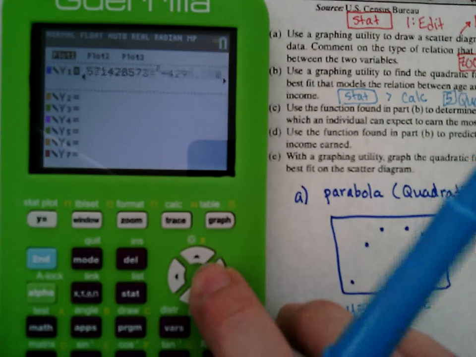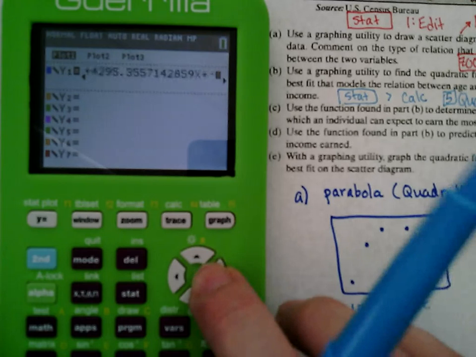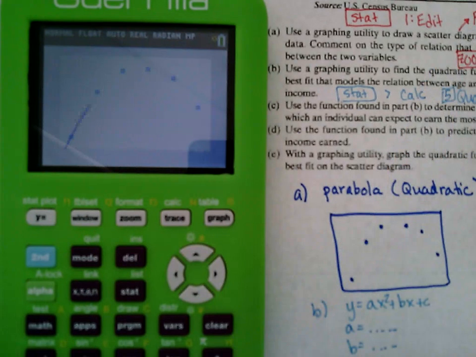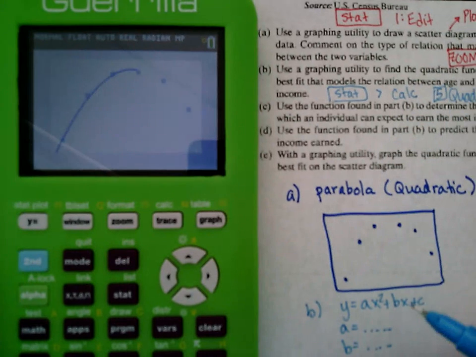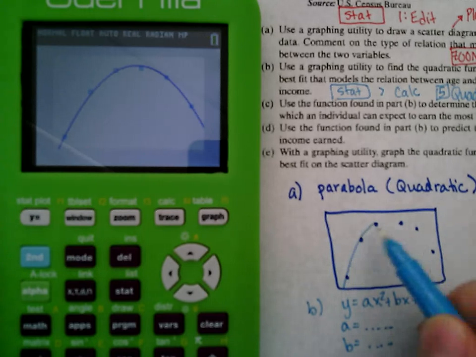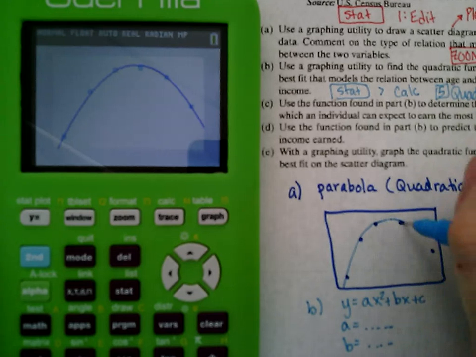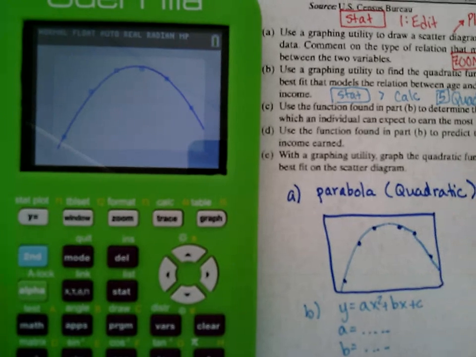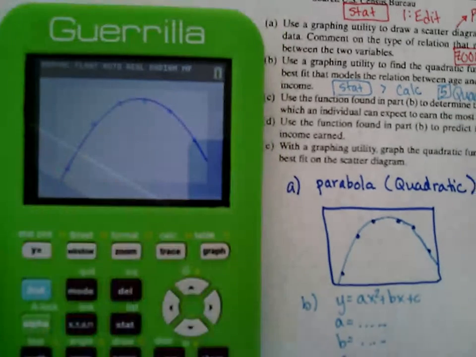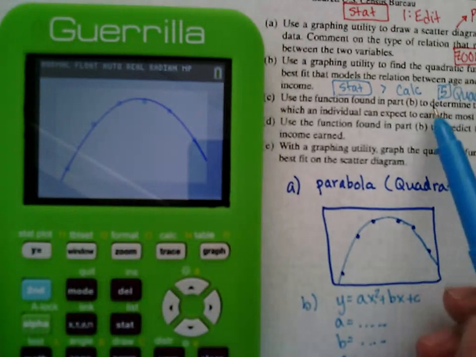You'd want to pay attention to what you're supposed to be rounding to. And then if we look at the graph, it's going to go ahead and put that on there for us, which we can then sketch. Looks like a pretty darn good model. So we've done that now.